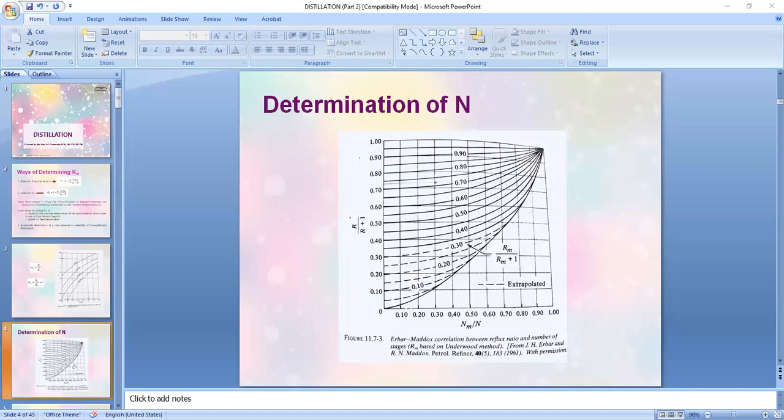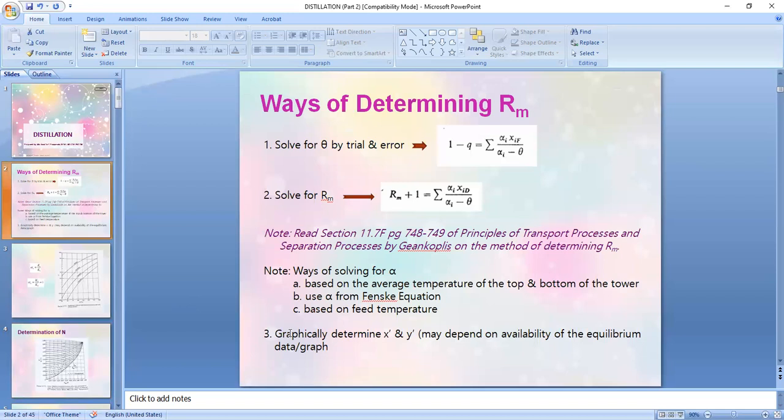But you have to determine the minimum number of stages. That way, from the value that you have here on the horizontal axis, you'll be able to get the theoretical number of stages. Okay, so that's it, class. You have to follow a three-step procedure in determining the theoretical number of stages. What I have placed in number 3 is an alternative of how you're going to find the R sub M using the X prime and the Y prime.